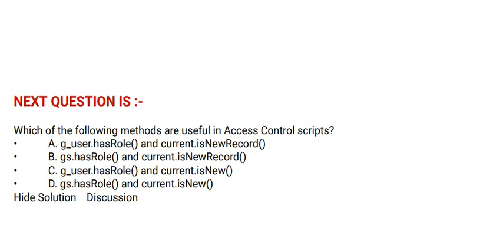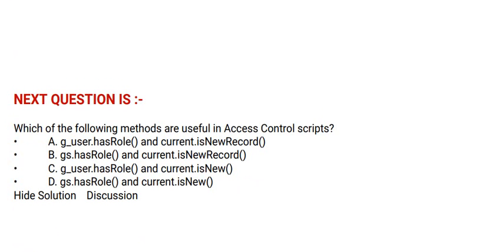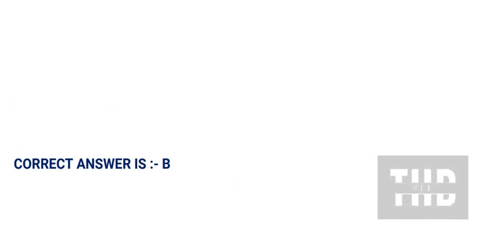Next question is, which of the following methods are useful in access control scripts? Option A, g_user.hasRole() and current.isNewRecord(). Option B, gs.hasRole() and current.isNewRecord(). Option C, g_user.hasRole() and current.isNew(). And option D, gs.hasRole() and current.isNew(). And the correct answer is option B.